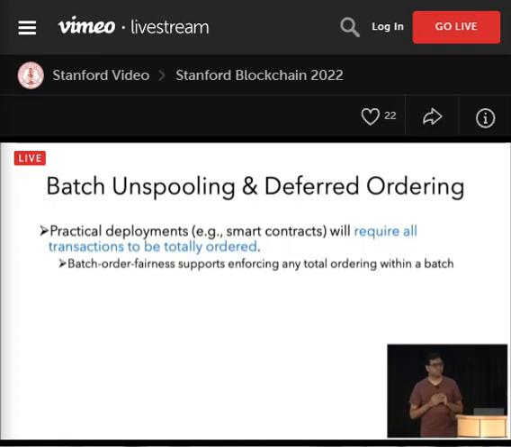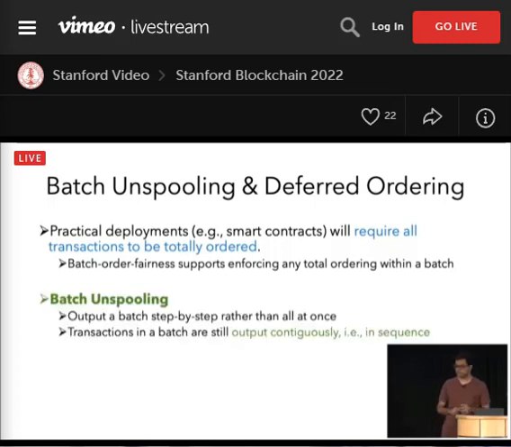So the key observation here is that if you look at practical deployments, like smart contracts or any kind of execution layer, you'll require all of the transactions to be totally ordered, so even the ones in this cycle or batch. And as I mentioned, batch order fairness supports enforcing any total ordering within a batch and just ignores the unfairness in this cycle. So our technique of batch unspooling is able to output a batch step by step instead of all at once, while still guaranteeing that transactions in a batch are output contiguously, so in sequence. So nothing from a later batch will be output before all of the transactions in the current batch have been output. And incorporating this into the design of the protocol itself will help us get back standard liveness.